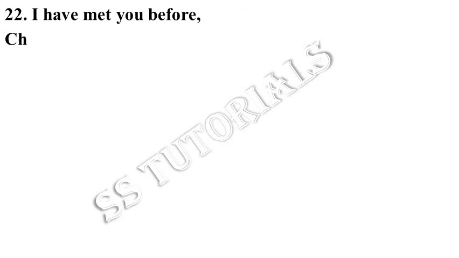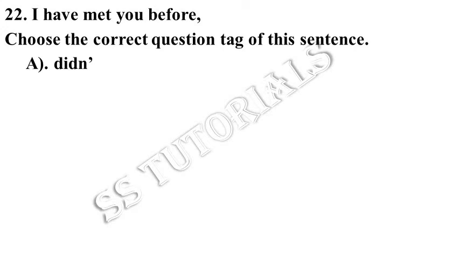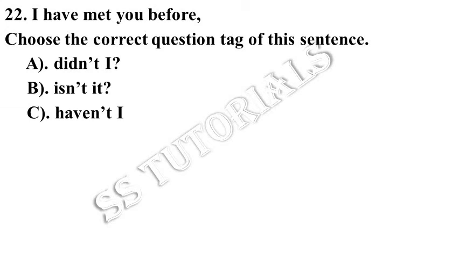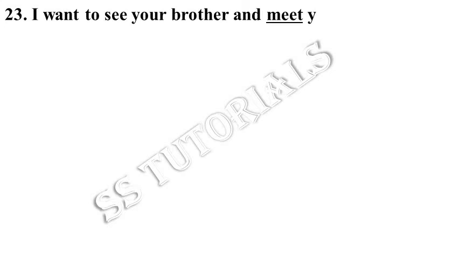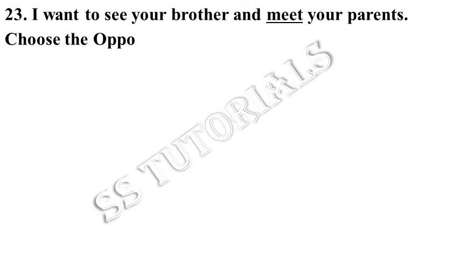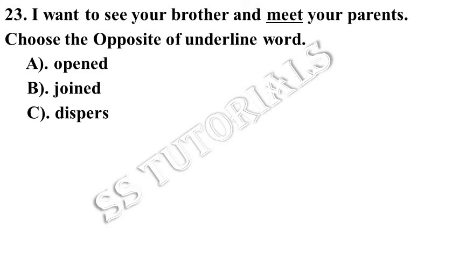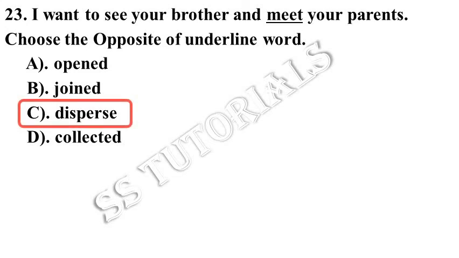I have met you before. Choose the correct question tag of this sentence. Answer: haven't I? I want to see your brother and meet your parents. Choose the opposite of underlined word. Answer: disperse.